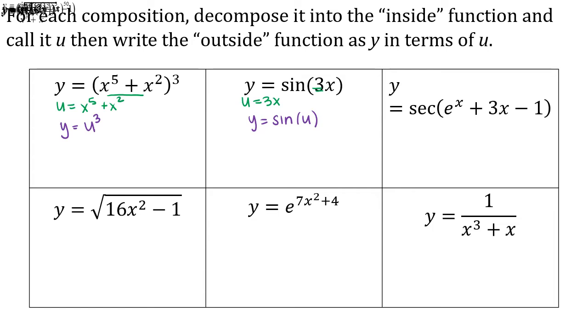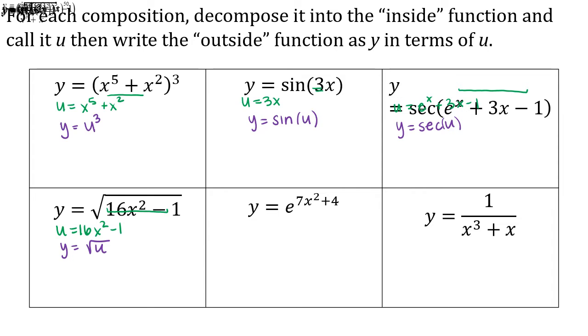All right, so hopefully you found here, this would be that inside function. So u equals e to the x plus 3x minus 1. And that outside function is the secant of that whole thing, which I've just called u. Looking at this next one, our inside function is going to be that. And then our outside function is the square root of that, which again I've just called u.